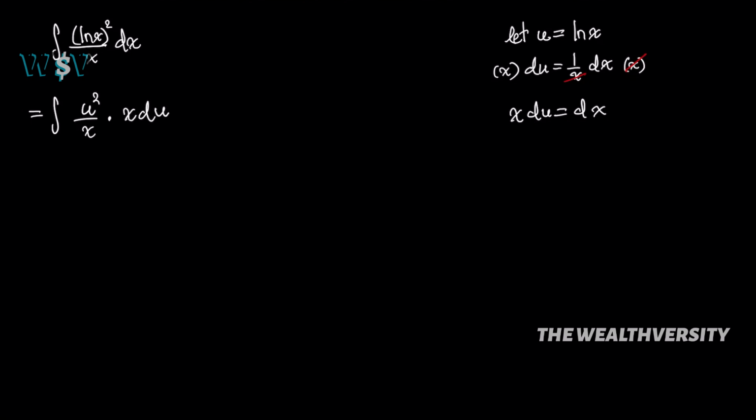We can see that the x cancels, and we are left with the integral of u squared, which is now pretty easy to integrate. So the antiderivative will be u cubed over 3 plus the constant c, and the last step is to sub ln x back in for u. And we get that our final answer is ln x cubed over 3 plus c. Let's look at one more example.